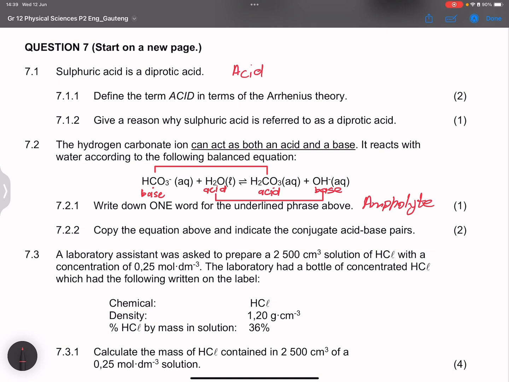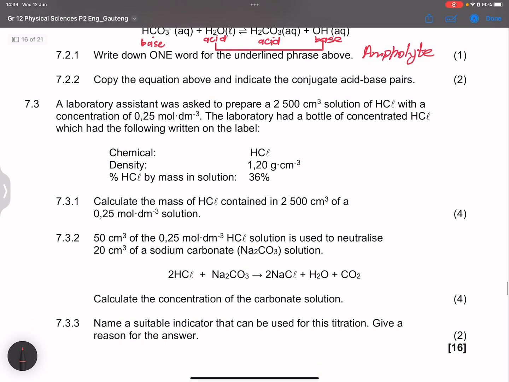Okay, so we've indicated the acid-base conjugate pairs. Of course, you would have rewritten that and written it in your answer book. Okay, right, now let's go to the next question. They say to us, a laboratory assistant was asked to prepare 2,500 cubic centimeters of a solution of hydrochloric acid with a concentration of 0.25 moles per cubic decimeter.